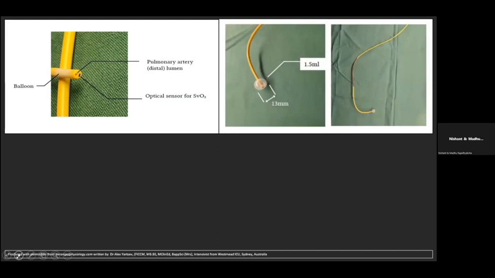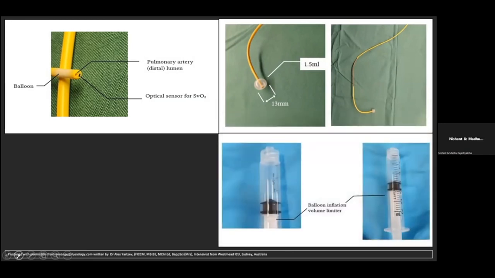This is the tip of the pulmonary artery catheter, which is used to transduce PA pressure and collect blood sample. The tip in this particular catheter also features an optical sensor for continuous mixed venous saturation. This is a balloon just distal to the tip. The inflating volume is 1.5 ml with a diameter of 13 millimeters. However, this volume is a characteristic of the syringe that is used to inflate the balloon. The cylinder of the syringe has plastic nubs, which will prevent the descent of the plunger beyond 1.5 ml.